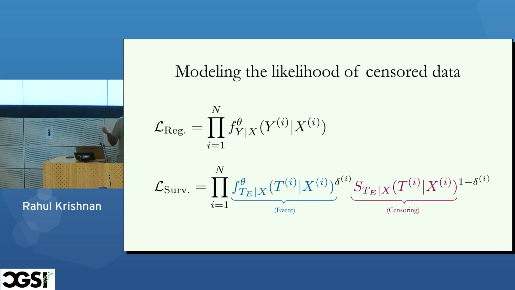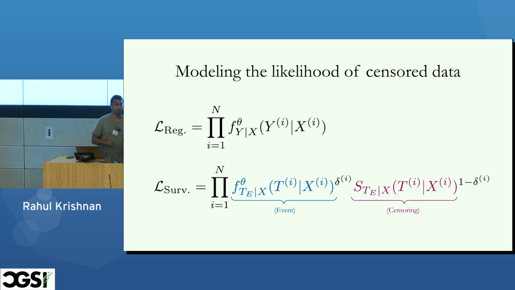And just to contrast the loss functions or the learning algorithms one might use for survival analysis, at the top is what you would recognize as the likelihood function for regression. So you have the product of the conditional density associated with each of the data points. And at the bottom is an often used loss function for survival analysis, where you have the event loss that is raised to the exponent of this delta indicator variable. So it's only active when the patient observes an event. And the censoring loss, which is the survival function of the distribution that is only relevant when the patient is censored.